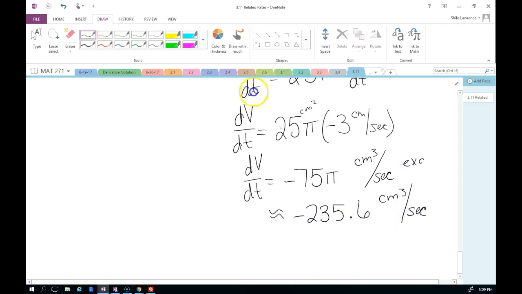So this would be our exact answer if we were asked to leave it exact. This would be our approximate to the nearest tenth, if we were told that we could round it to the nearest tenth.